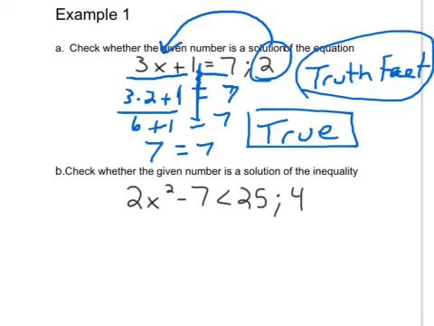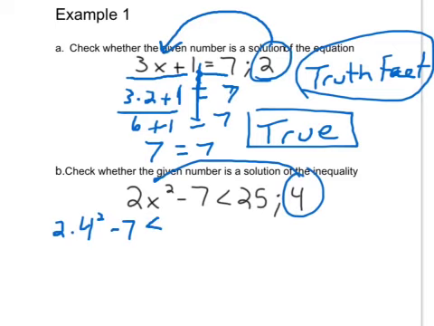But this is true. Okay, so basically what I want you to tell me is, is it true or is it false when you plug in the number they give you? All right, part B. Same thing here. I want to plug in 4 for my variable. Okay, so I want to know, does 2 times 4 squared minus 7, is that really less than 25?